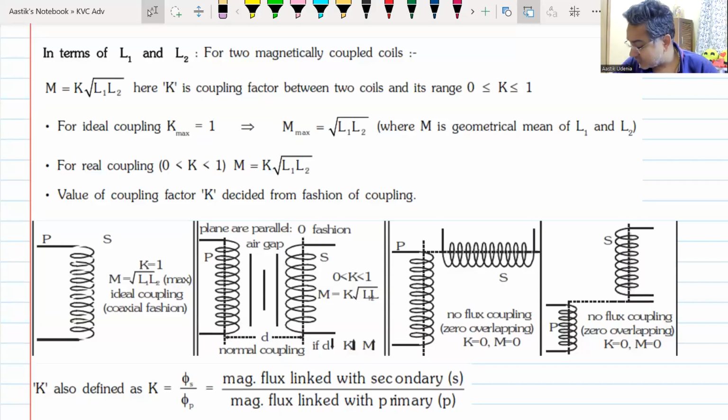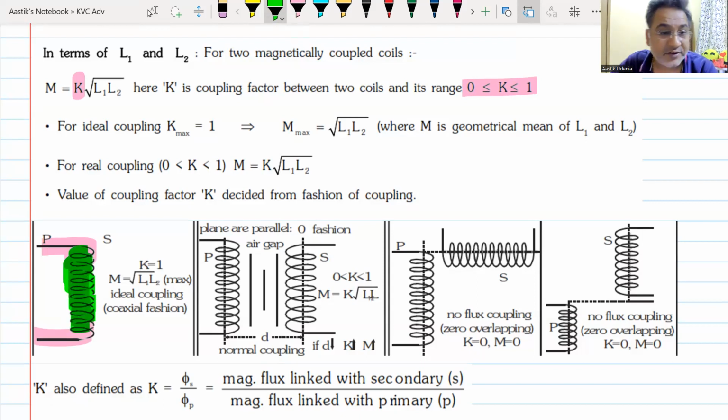When we come to the next thing, which is known as the coupling factor, this K is known as the coupling factor, my dear friends, and the value of this K lies between 0 and 1. If K is 1, that means the entire flux of the primary coil is linked with the secondary coil, which you can see in this case. In this case, you can see the primary coil, the pink one, is on top of the secondary coil. So whatever flux is linked in the primary coil is linked in the secondary coil.